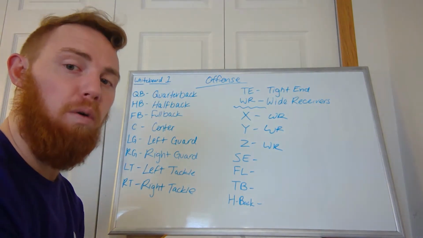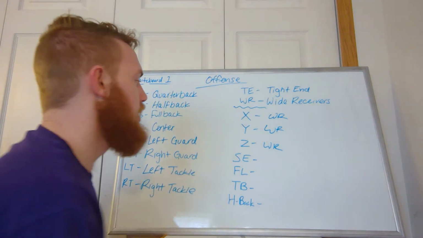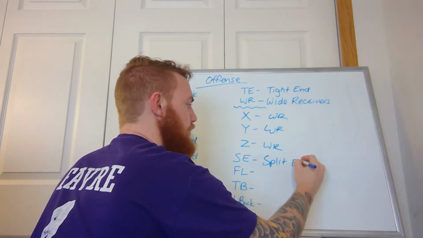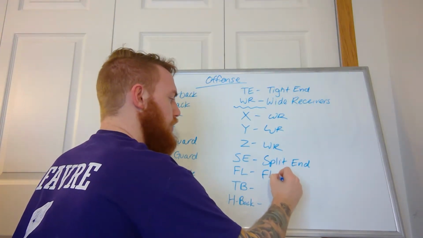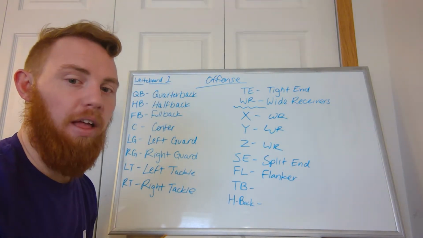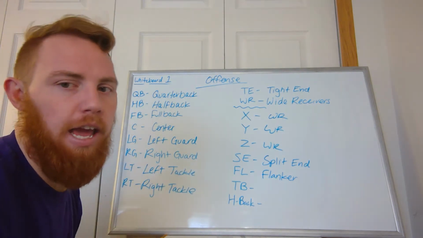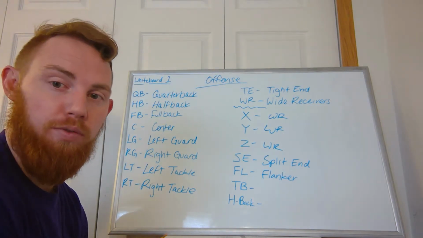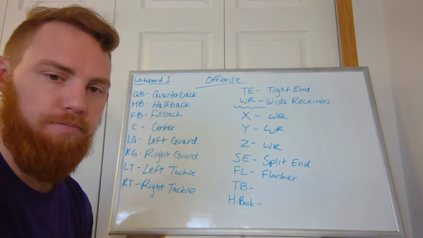Then if we go very old school, we're going to see split end and flanker. So SE is split end and FL is flanker. When you study football from today, you're almost never going to see SE and FL. But I want to prepare you guys because sometimes I might throw it in just for fun or anything else. So SE and FL are things.